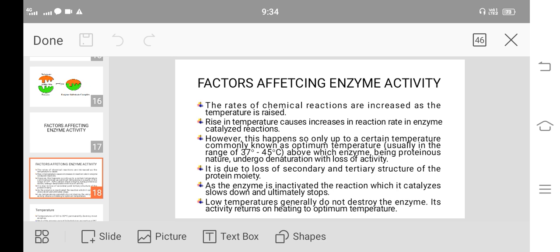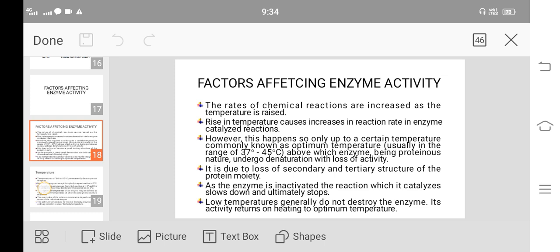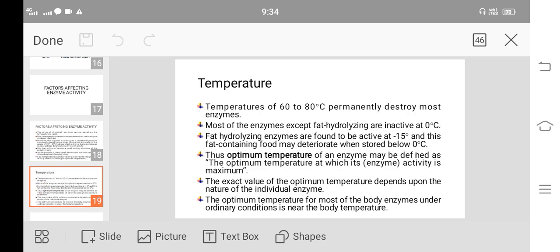Low temperatures generally do not destroy enzymes. Most probably low temperature does not destroy the enzyme, and its activity returns on heating to the optimum temperature. Temperatures of 60 to 80 degrees Celsius permanently destroy most enzymes. Some enzymes, except fat hydrolyzing ones, are inactivated at 0 degrees Celsius.